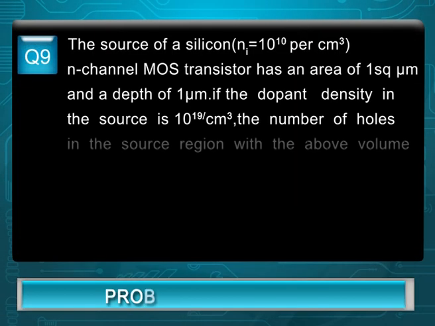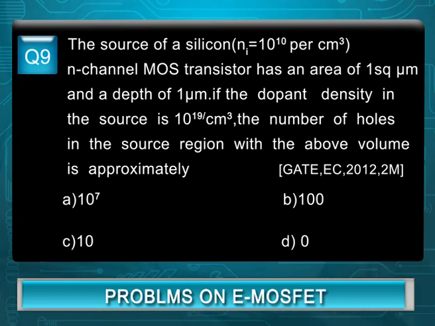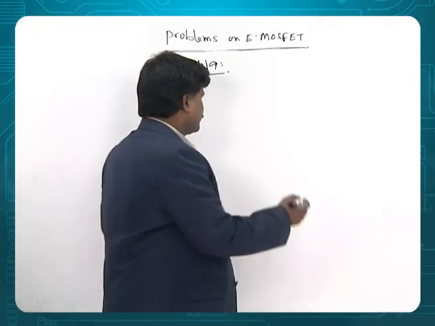Problem number 9. The source of a silicon N-channel MOSFET with ni = 10^10 per cm³ has an area of 1 square micrometer and a depth of 1 micrometer. If the dopant density in the source is 10^19 per cm³, the number of holes in the source region with the above volume is approximately: A. 10^7, B. 100, C. 10, D. 0. GATE EC 2012. Let's go to the solution.